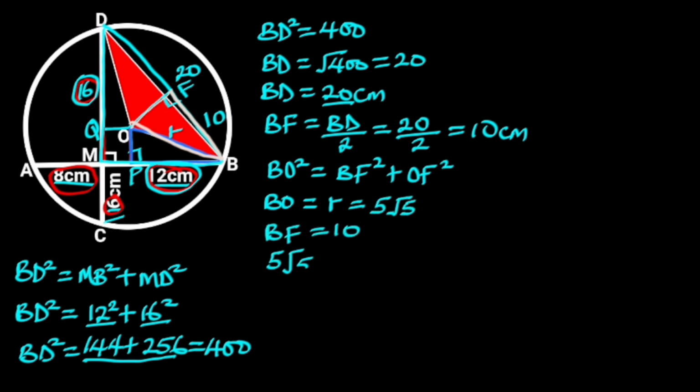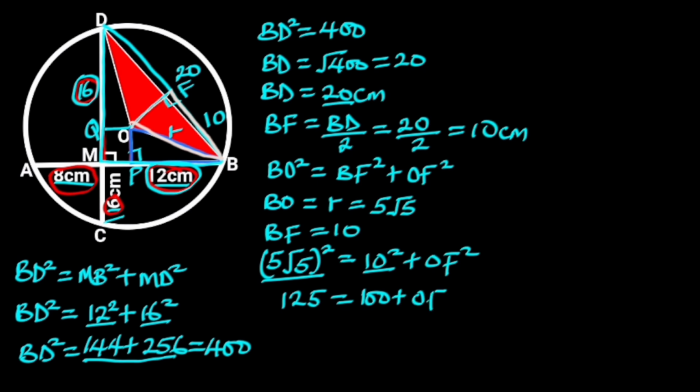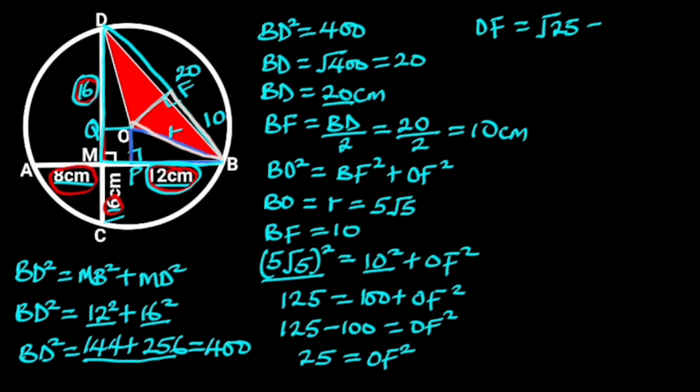It follows that 5 root 5 square equals 10 square plus OF square. 5 root 5 square is 125, and 10 square is 100. So, 125 is equal to 100 plus OF square. Next, we take 100 to the left side. 100 going to the left will become negative since it is positive. It follows that 125 minus 100 equals OF square. 125 minus 100 is 25, and 25 equals OF square. Taking the square root of both sides will give us OF equals square root of 25, which is 5 centimeters.